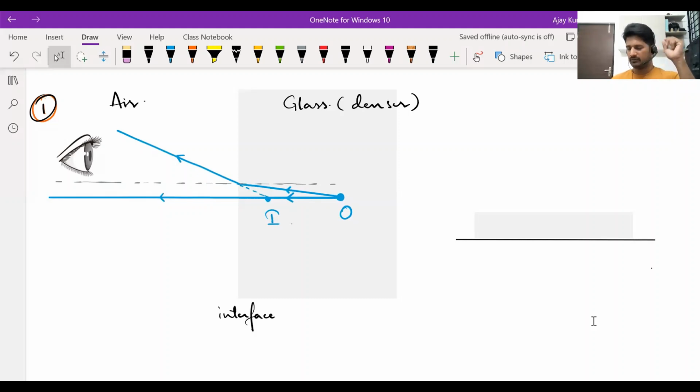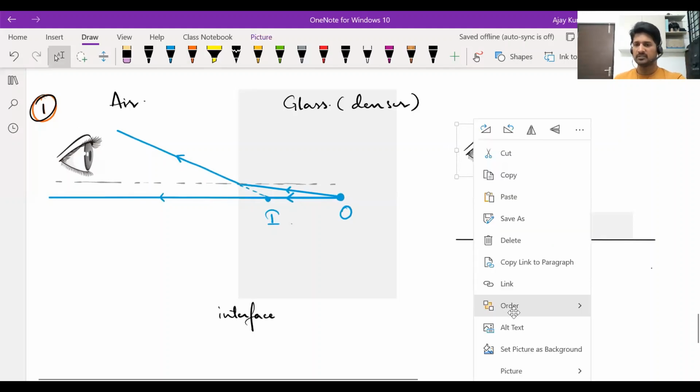Fine. So when that happens, suppose there's a letter written somewhere here in orange color, it appears to be raised up a little. It appears to come closer to the interface when the observer is in air. Okay. We can find out how close it appears to come, how much it appears to rise, we can find out.